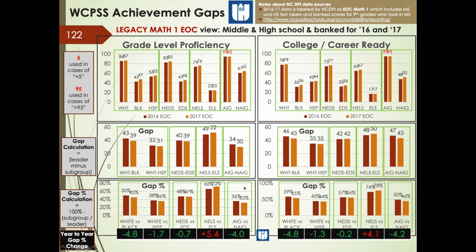Okay, so here we are looking at Wake County now, the same group, Math 1 EOC. These are Wake County students. And similarly, we have about some improvement in the gaps across the board with the exception of the English language learners. In both cases, the English language learner gap increased. So what I'm showing on this chart is both the Wake County and the state gaps, deltas. So Wake County and state gap deltas.